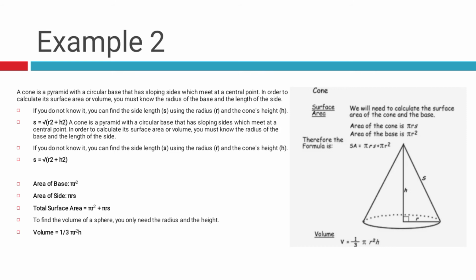find the volume of the cone, you need a radius and the height. So it's supposed to be the volume of this cone. I'm not talking about sphere here. So its volume is equal to 1/3 pi r squared height. So let's go to the next one.